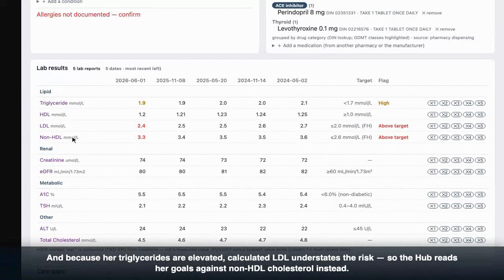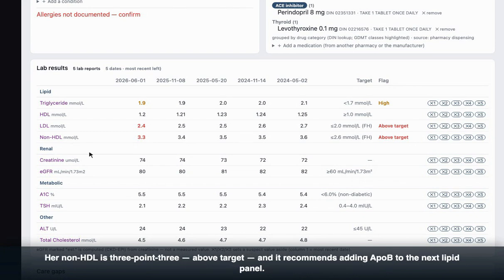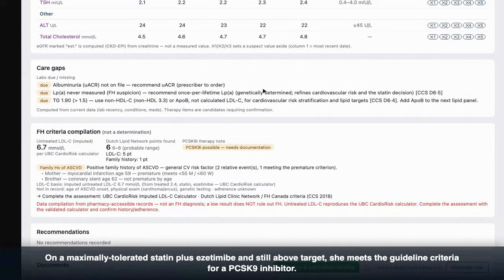And because her triglycerides are elevated, calculated LDL understates the risk, so the hub reads her goals against non-HDL cholesterol instead. Her non-HDL is 3.3, above target, and it recommends adding ApoB to the next lipid panel. On a maximally tolerated statin plus ezetimibe, and still above target, she meets the guideline criteria for a PCSK9 inhibitor.